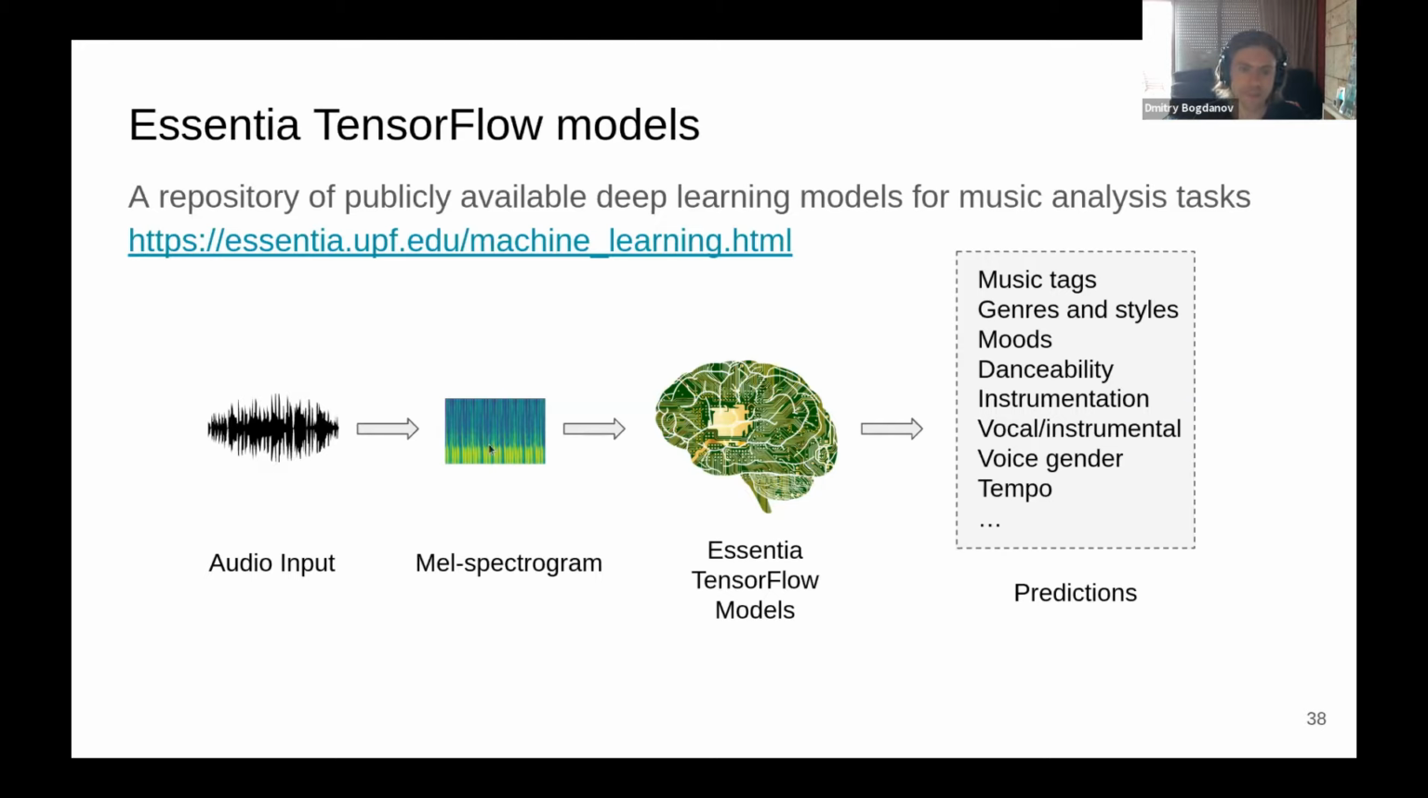After getting this input representation, it's passed to our pre-trained models, and these models can then retrieve different semantic concepts such as music tags, genres, styles, moods, danceability, instrumentation to a certain extent, presence or absence of vocals, and gender of vocals. We also added a model for tempo that we took from our collaborator. The interesting thing is that we can now take new existing models that researchers create, see if we can recreate the input these models require, and just port them to Essentia.